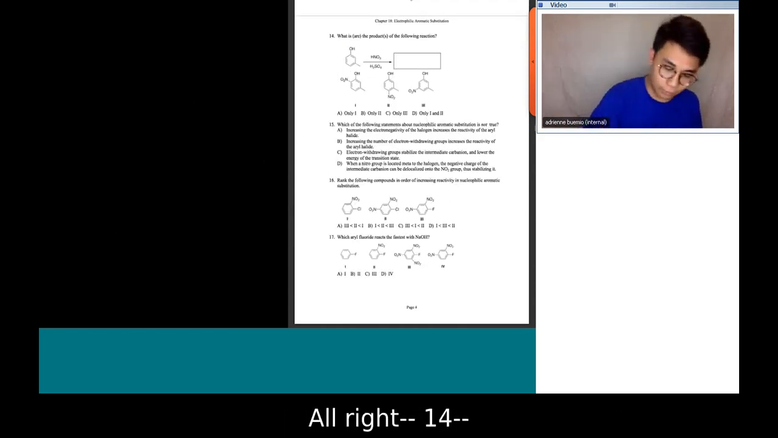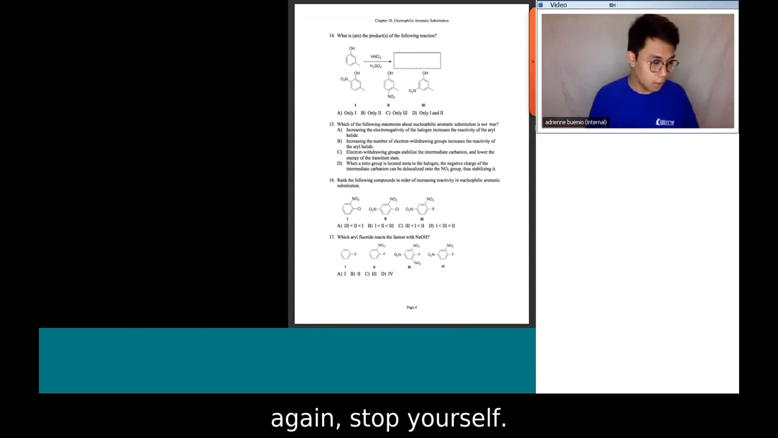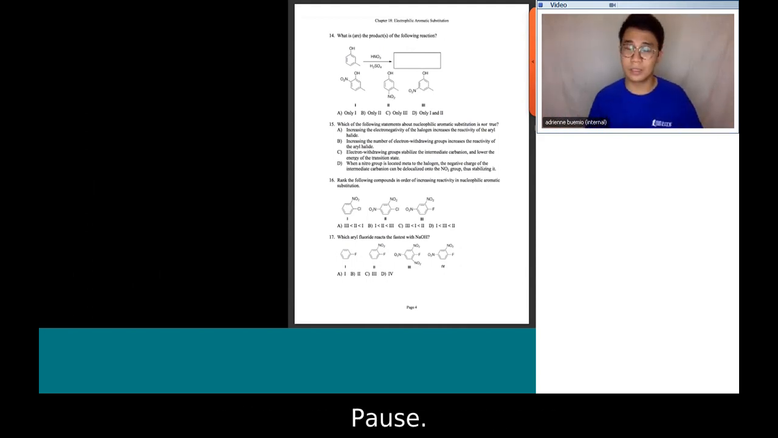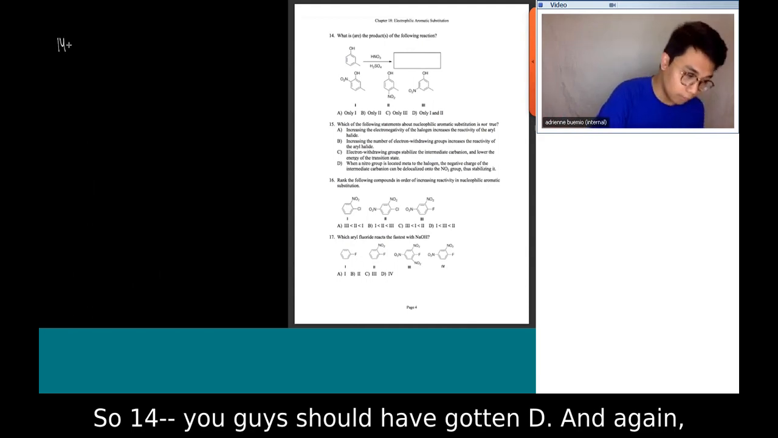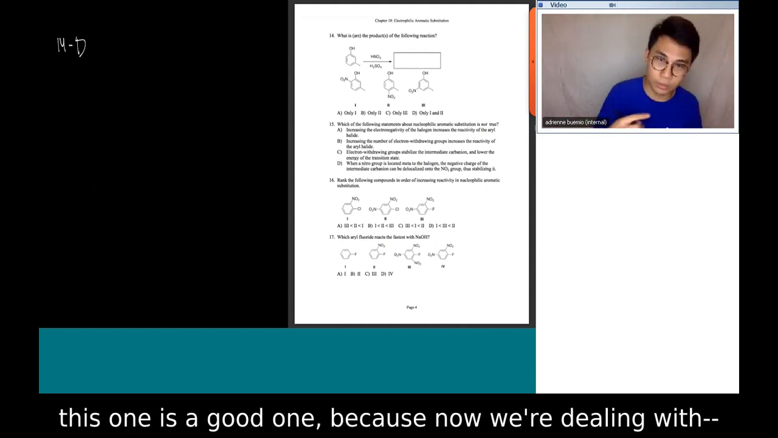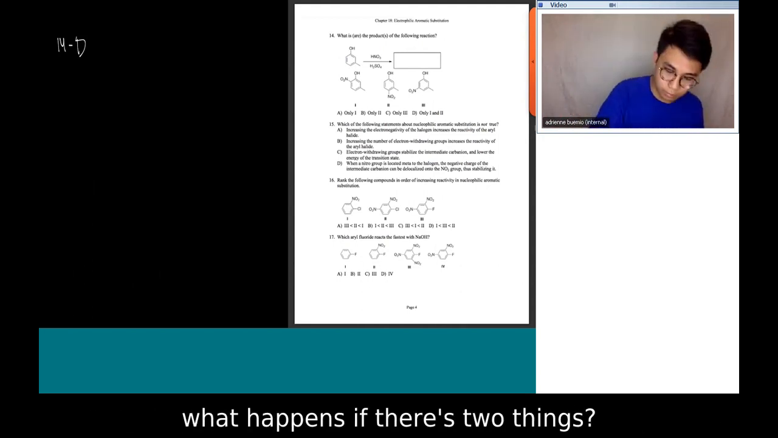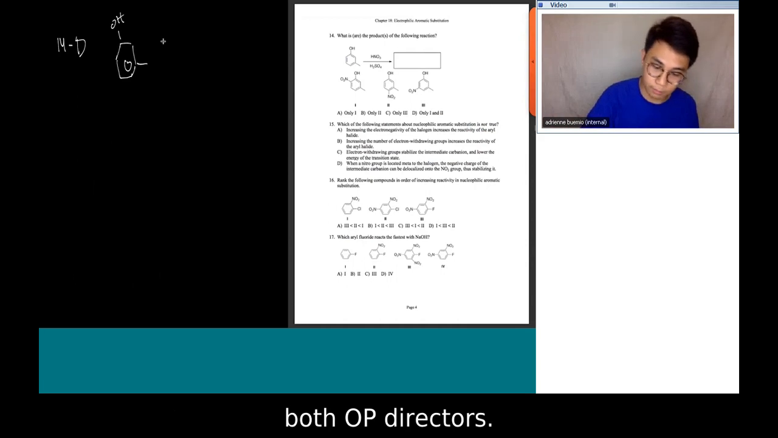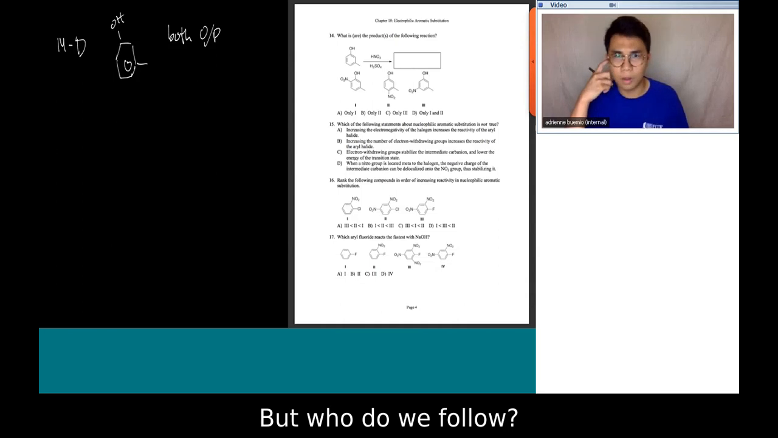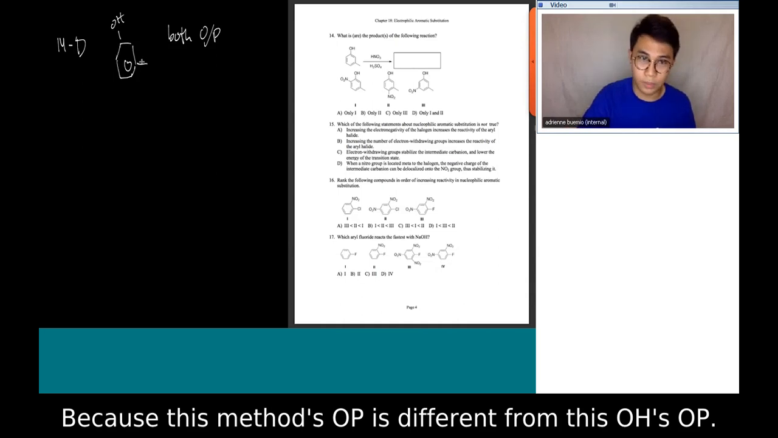Okay, 14. Again, stop yourself, pause, and let's see what you get. So 14, you should have D. And this one is a good one because now we're dealing with what happens if there are two things. So we know OH and methyl groups are both OP directors. But who do we follow? Because this methyl's OP is different from this OH's OP, right?